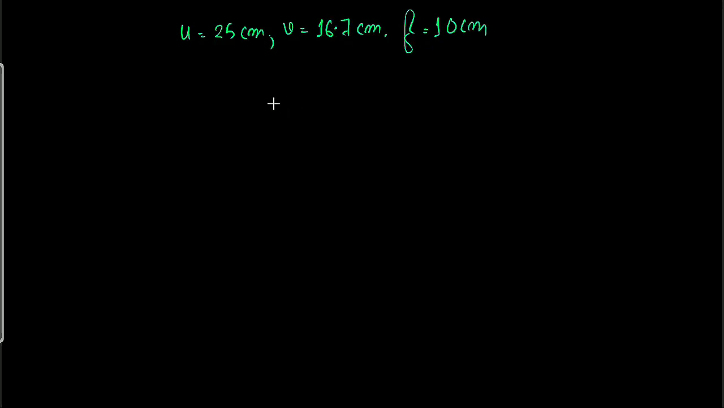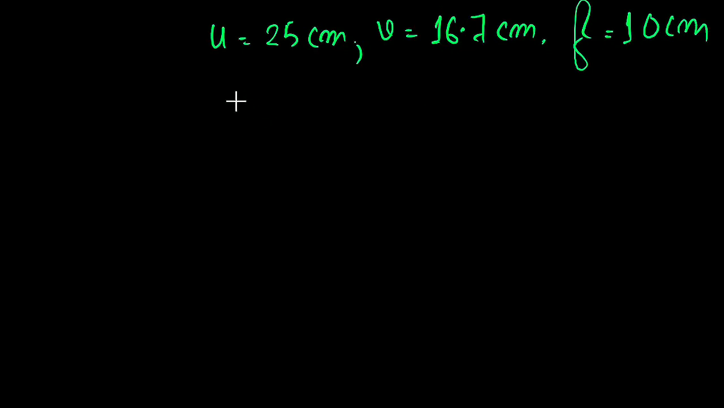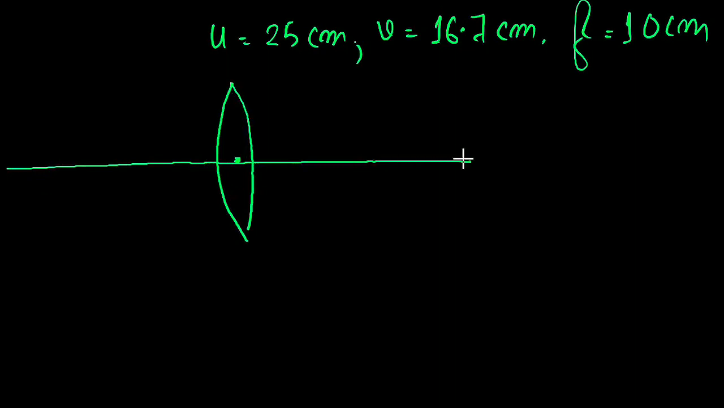And the lens is what? Converging lens. So I will draw the converging lens like that. This is the converging lens. This is the optical center. So I will draw one ray. This is nothing but the principal axis. So I will give the names F1, twice F1. Okay, this is nothing but F2, twice F2, right?